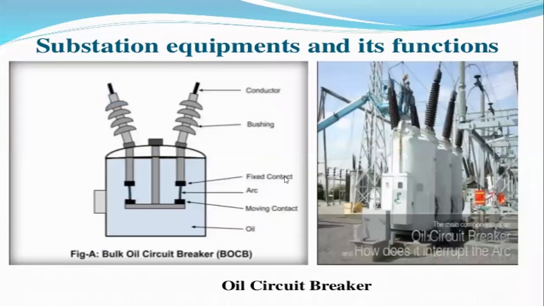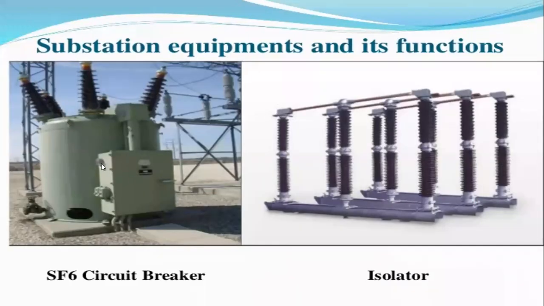Next, these are the circuit breakers, oil circuit breakers, and this is a practical view of oil circuit breakers. Next, these are the SF6 circuit breakers. This is the practical view of an SF6 circuit breaker. Next, these are the isolators. Isolators are used to isolate the faulted portions. This is the practical view of the isolators.